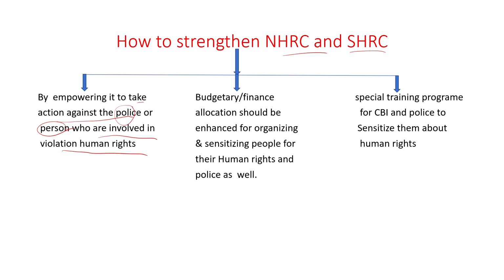Second important suggestion which can be made to make this agency more effective, that is financial allocation. Budgetary allocation should be enhanced for organizing and sensitizing people for their human rights and police as well. So, budgetary allocation must be enhanced. Government should pass a budget, and in that budget there should be a separate provision for awareness and human right education to the people as well as police, so that human right violation cases can be reduced or mitigated.